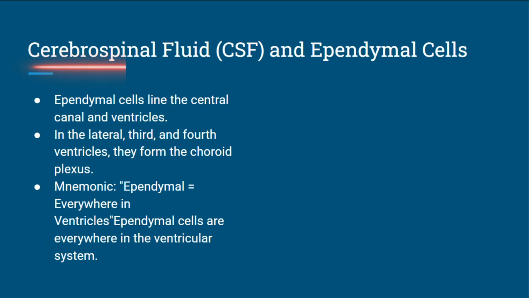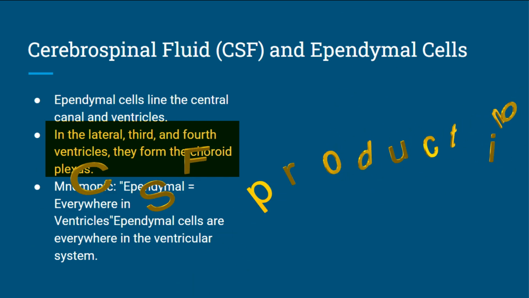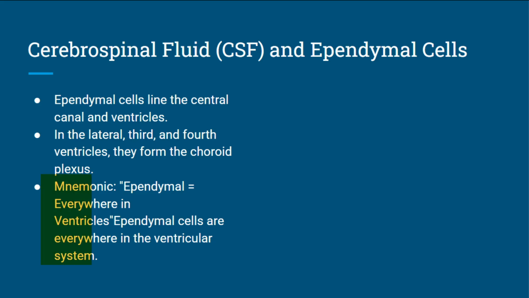Let's talk CSF, or cerebrospinal fluid, another Step 1 favorite. Ependymal cells line the central canal and ventricles, and in the lateral, third, and fourth ventricles, they transform into the choroid plexus. This is where CSF production happens. My mnemonic is ependymal equals everywhere in ventricles. Ependymal cells are everywhere in the ventricular system.